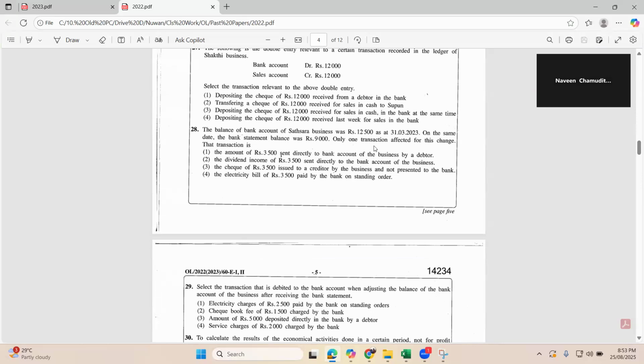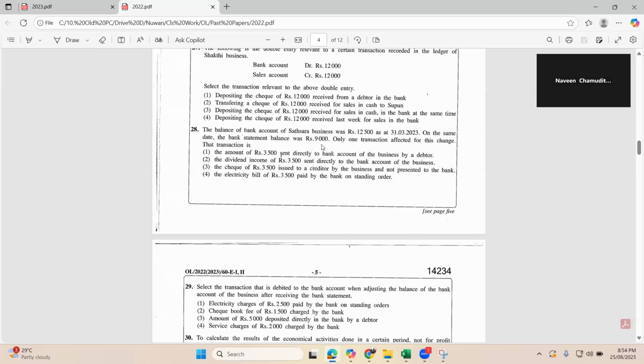Now see, as per our records, the balance is 12,500. As per the statement, the balance is 9,000. You can see a difference of 3,500. We are having a high balance, but the statement is having a low balance of 9,000. We'll see the reasons for the difference.